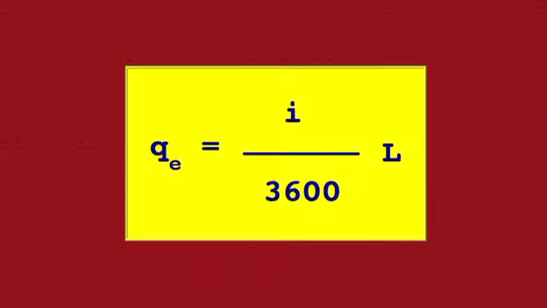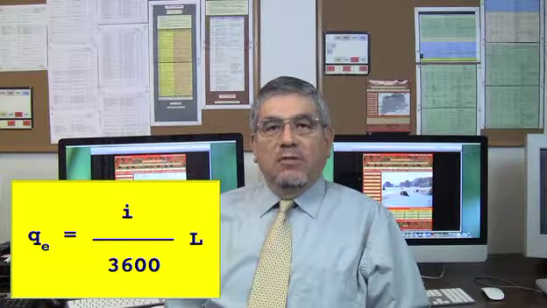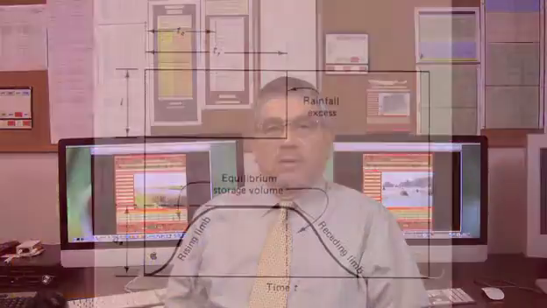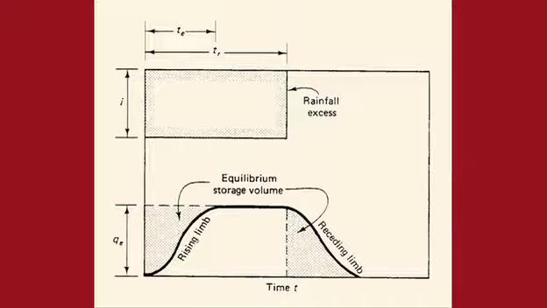At equilibrium state, the outflow must equal the inflow. Therefore, Q sub E equals a function of I and L, in which Q sub E is the equilibrium outflow in liters per second per meter, I is the rainfall excess in millimeters per hour, and L is the plane length in meters. This equation is a statement of runoff concentration applied to overland flow. The equilibrium storage volume is the area above the rising limb and below a line Q equal Q sub E.